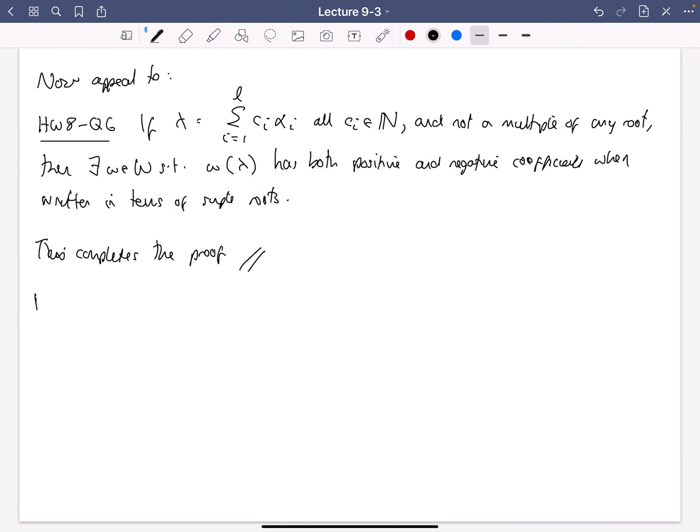Okay, so with that lemma now we can complete the proof of Serre's theorem.